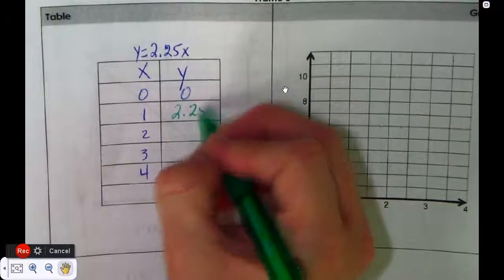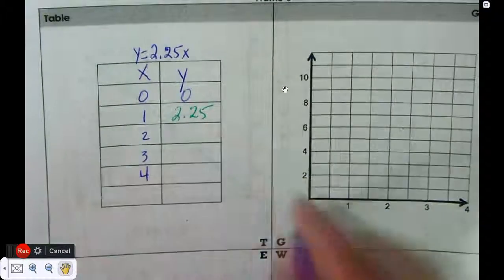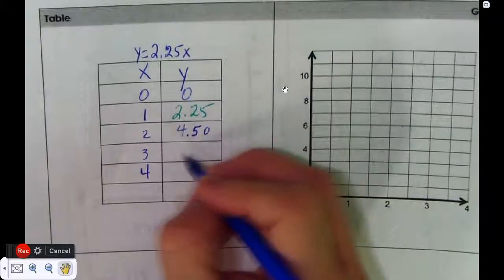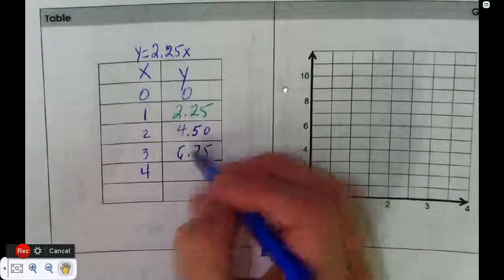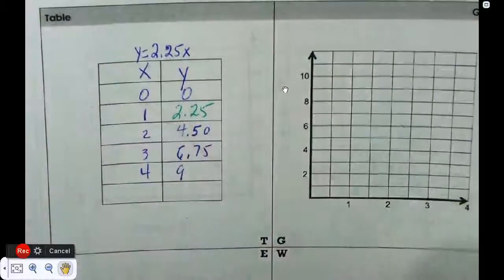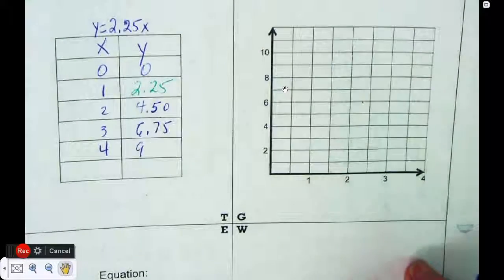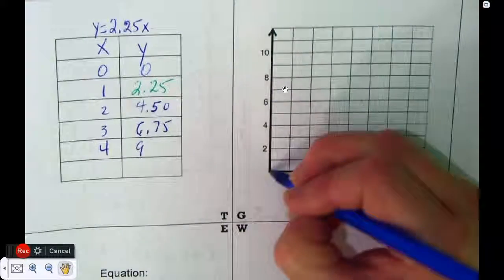2.25, 4.5, 6.75, and 9. Okay, we're going to go graph it, and you only need to graph 3 of them. So 0, 0.